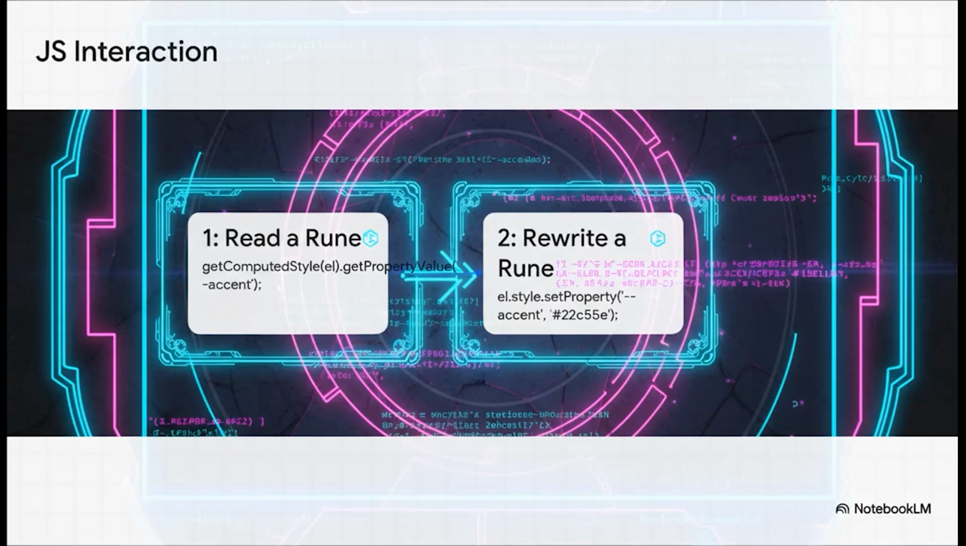And interacting with these variables from JavaScript is actually really straightforward. To read a variable's current value, you're going to use getComputedStyle and propertyValue. To change it, you just use element.style.setProperty. You give it the variable name, you give it the new value, and boom. The change is instantly reflected everywhere that variable is being used.